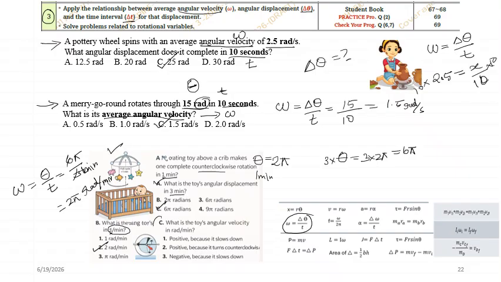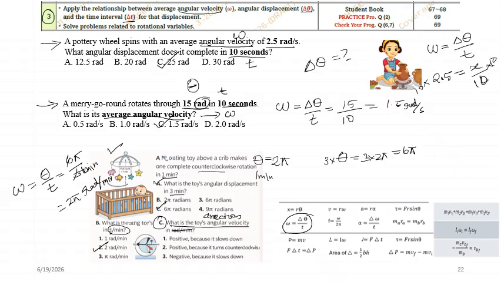Now, what about the third one? Actually, there is a mistake in the question. Look at the options, they are not asking about the angular velocity value, but the direction of the angular velocity. Okay, direction of angular velocity, not rad per minute. What is the toy's direction of the angular velocity?